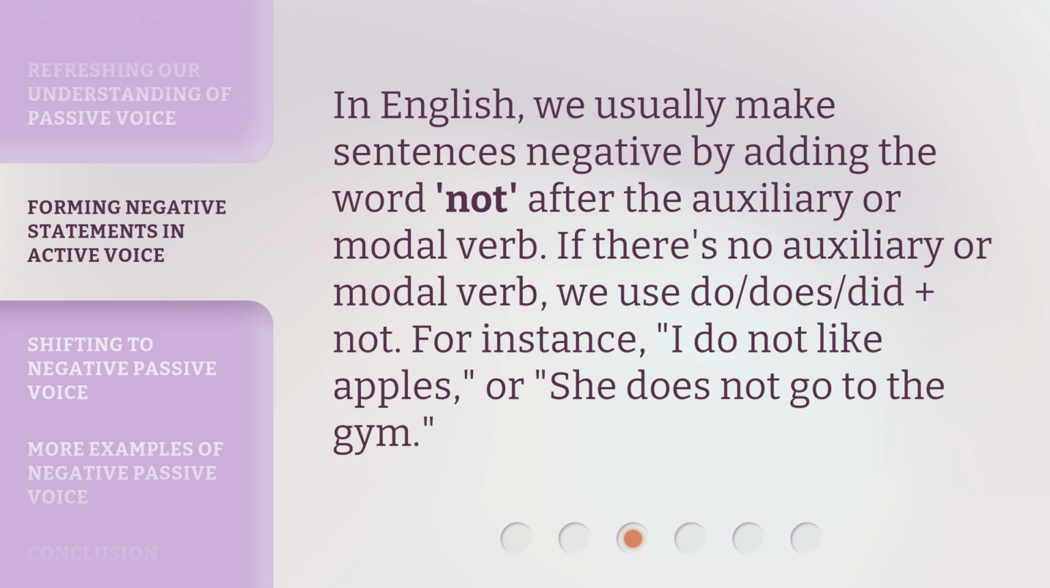In English, we usually make sentences negative by adding the word "not" after the auxiliary or modal verb. If there's no auxiliary or modal verb, we use "do," "does," "did" plus "not." For instance, "I do not like apples," or "She does not go to the gym."